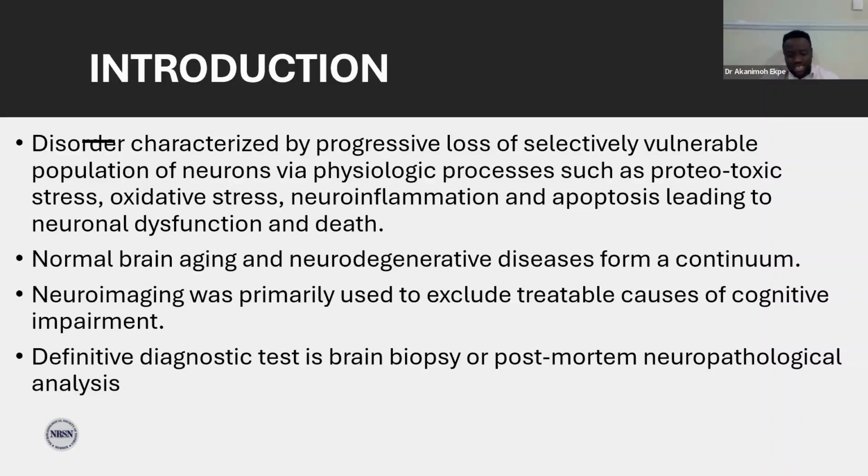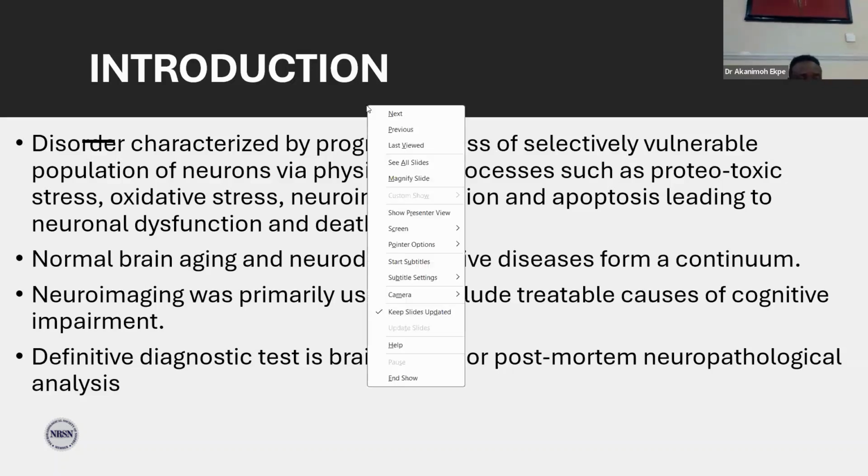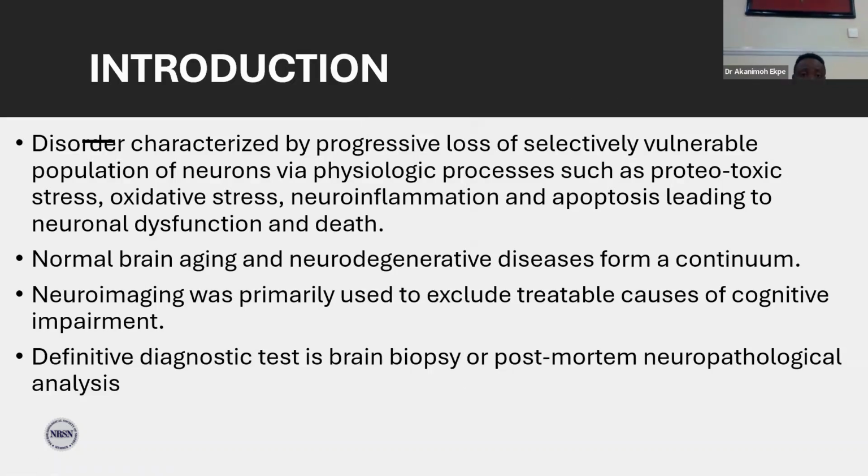And it's also important to state here that normal brain aging and neurodegenerative diseases form a continuum. Neuroimaging was primarily used to exclude treatable causes of cognitive impairment, such as subdural hematomas and tumors. Okay, subdural hematomas and tumors.